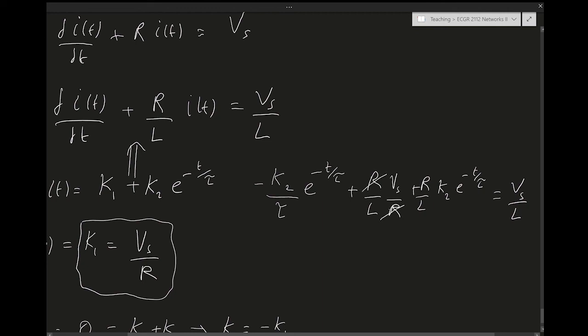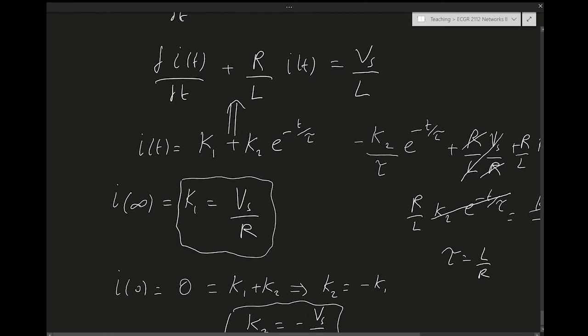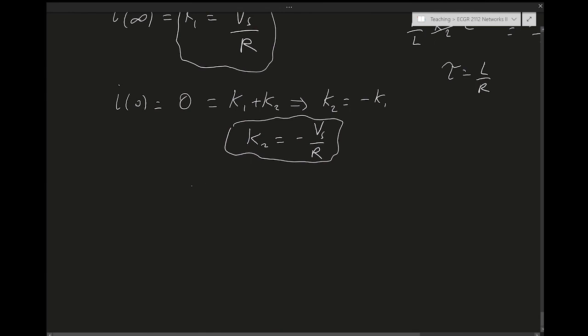R cancels with R, and I end up with Vs over L, which cancels with the Vs over L on the other side. Move this to the other side, I end up with R over L K2 e to the minus t over tau equals K2 over tau e to the minus t over tau. K2 e to the minus t over tau cancels, and I end up with 1 over tau equals R over L, therefore tau equals L over R. So for this simple inductive circuit, when you have an inductor in series with a resistor, you have tau being L over R.